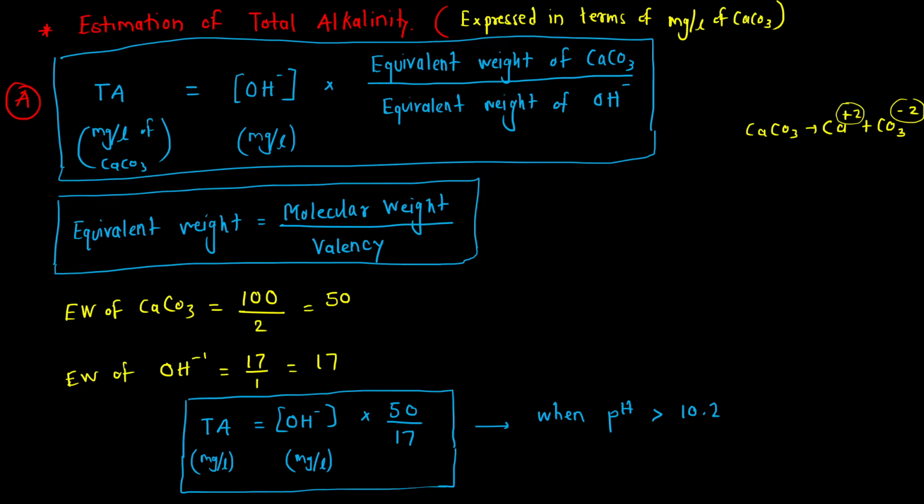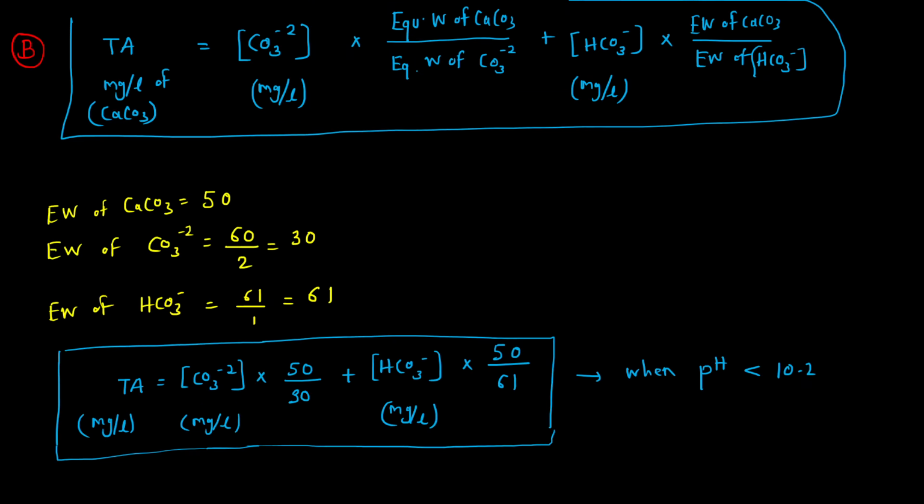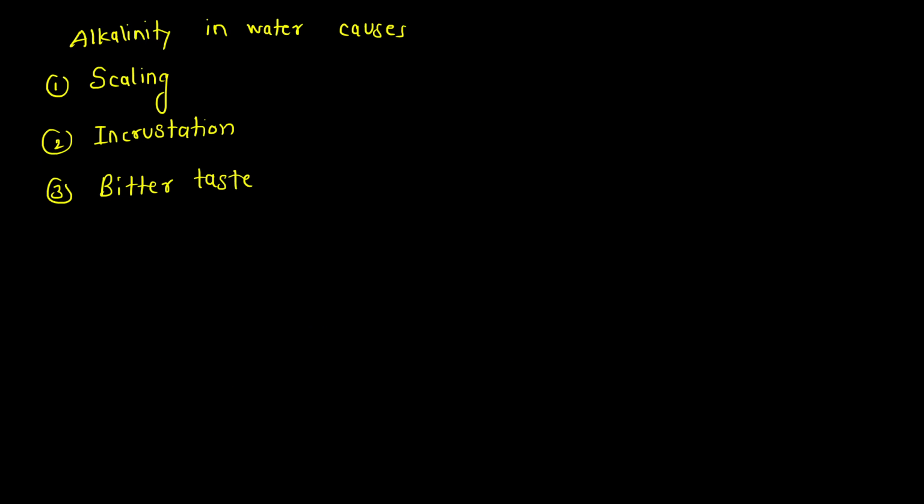So after that we have seen estimation of total alkalinity, two cases: when pH is greater than 10.2 and when pH is less than 10.2, and some causes of alkalinity. Now we will see how to measure alkalinity, that is, measurement of alkalinity.